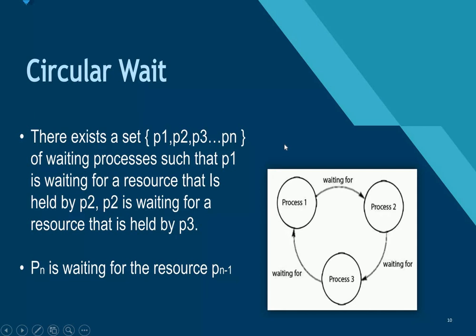The last condition is circular wait. Consider many processes, process P1, P2, P3, etc. up to Pn. Hence, there exists a set of waiting processes such that P1 is waiting for a resource that is held by P2, P2 is waiting for a resource that is held by P3. Similarly, Pn is waiting for the resource that is held by Pn minus 1. This diagram shows an example for deadlock which forms a cycle. If a graph results in a cycle, then deadlock will surely occur.